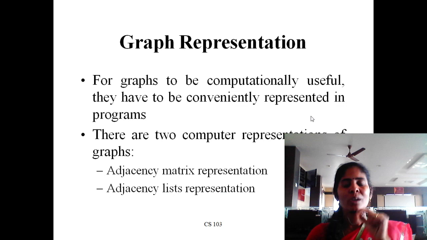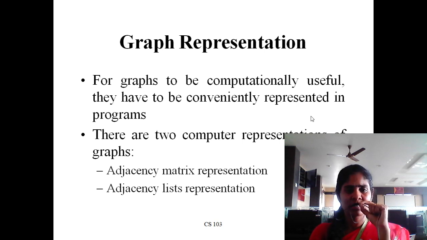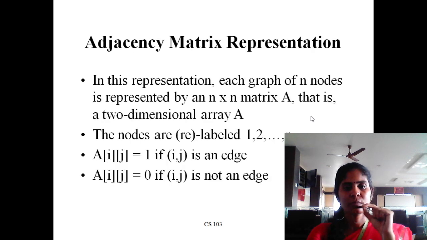Okay, then how to represent graphs? To represent the nodes and the relationships among the nodes, we use two types: the adjacency matrix representation and the adjacency list representation. What is the adjacency matrix? If you consider a matrix, we represent the elements in rows and columns. We already know about that.